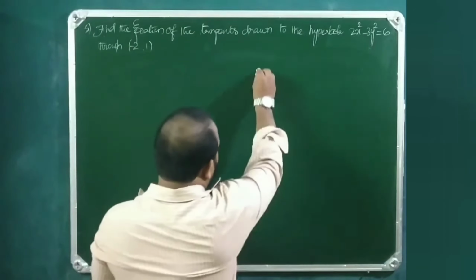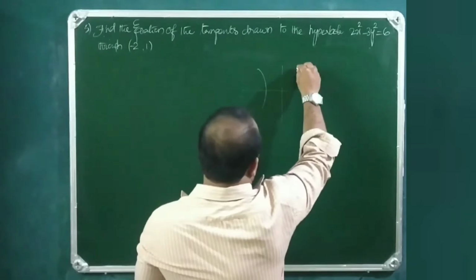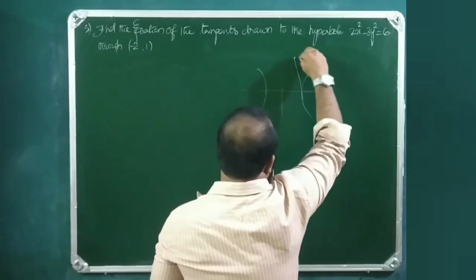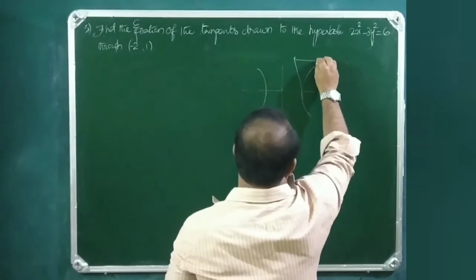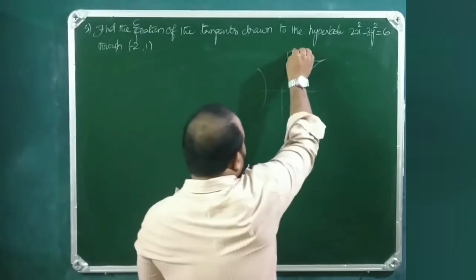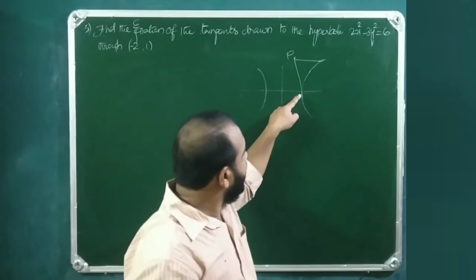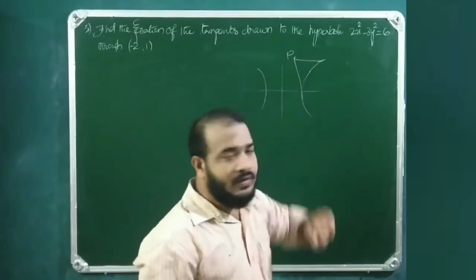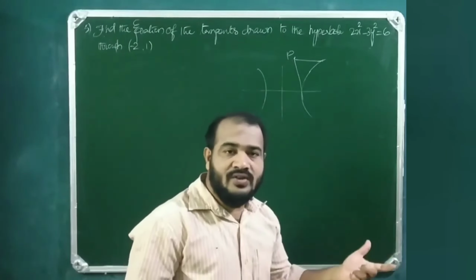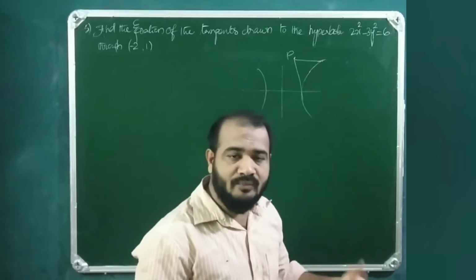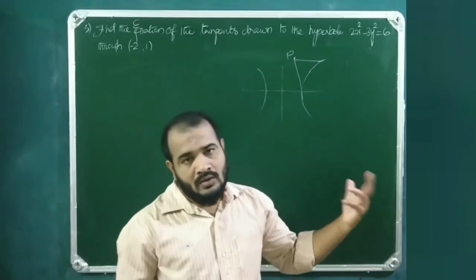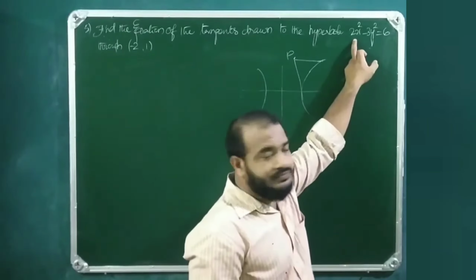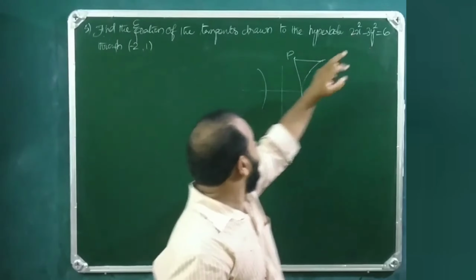That means, for example, this is the hyperbola. From this point, these are the tangents. So this is the point P(x1, y1). The combined equation of the pair of tangents drawn from P(x1, y1) to the curve S equals 0 is S1² equals S into S11, which we have seen in the circle, parabola, ellipse, and now hyperbola. So S1² equals S into S11. So S is this, and (x1, y1) is this point.